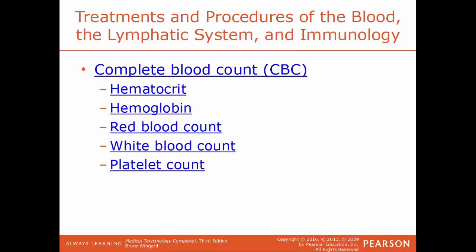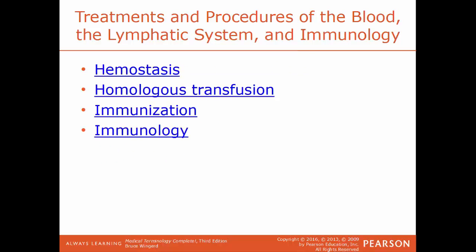Red blood count is the actual number of the red blood cells. So a white blood count would be the number of white blood cells. Again, there are multiple kinds of white blood cells, and they should be found in a certain ratio to one another. And that ratio gets thrown off to indicate something's wrong. And platelet count, just like the other two, is the counting of the actual number of platelets that are found in the blood. Our next term, hemostasis, is the process of stopping bleeding.